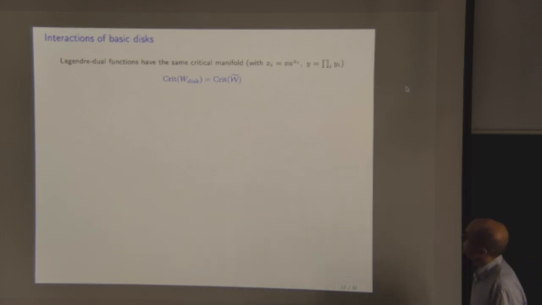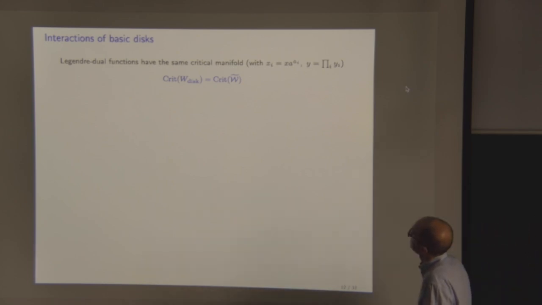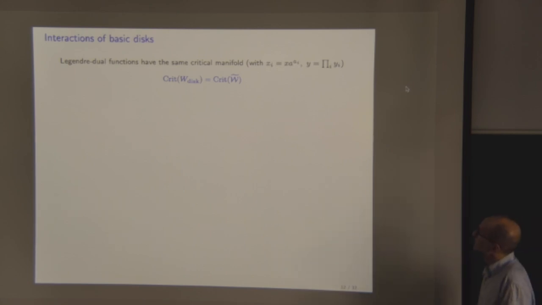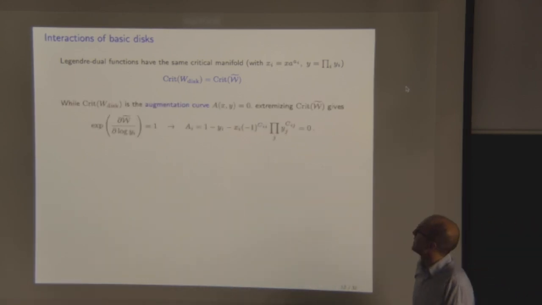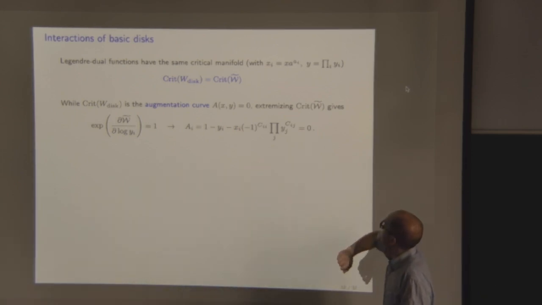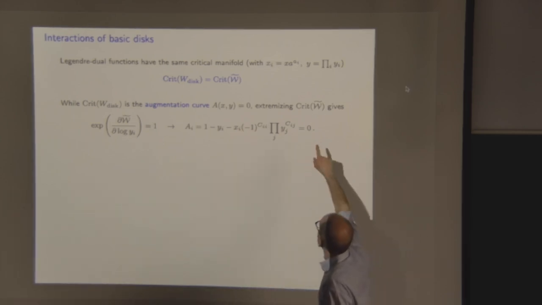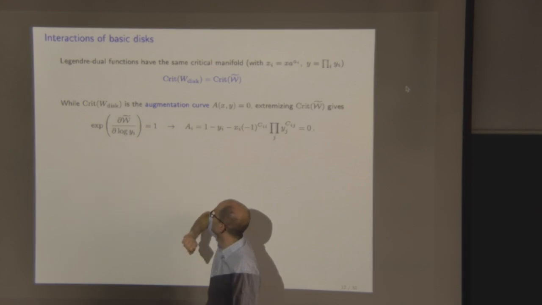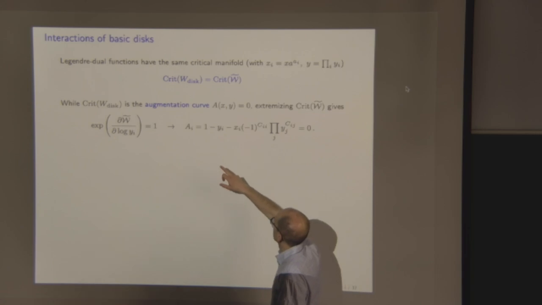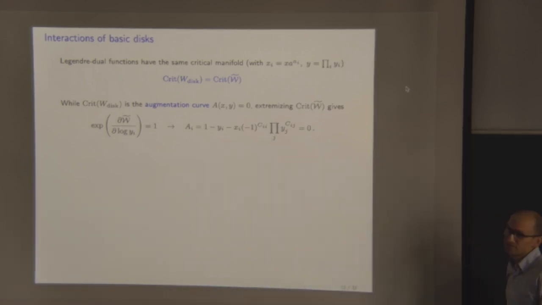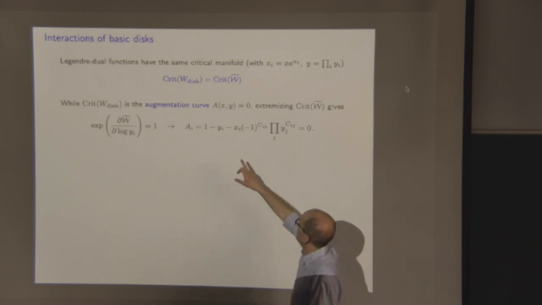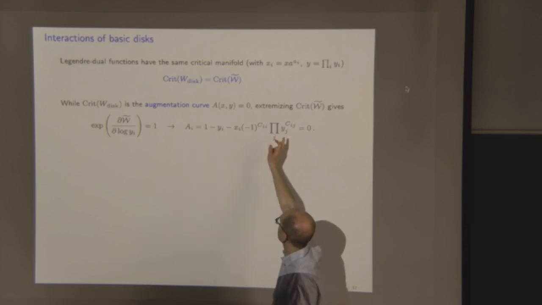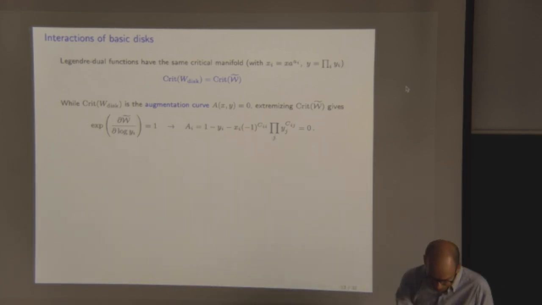So to understand what I mean by that, let's do some simple computations. So remember that by definition of Legendre transform, we're looking at two functions that have the same critical point set. And in the case of the disk potential, the critical manifold was the augmentation curve. In the case of W tilde, well, it's very easy to compute the critical manifold. You extremize with respect to the integration variables. And what you find is a set of equations that looks very simple, and it's kind of universal. So this is the same equation for all variables.